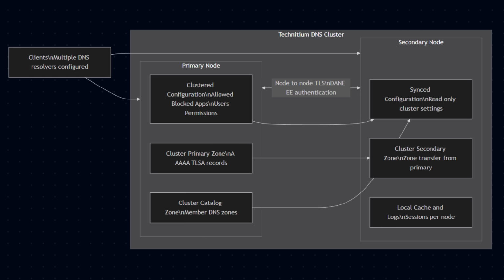Even if the primary node goes offline, secondary nodes continue serving DNS. Clients can simply be configured with multiple DNS server IP addresses, which you may be doing with your Pi-hole servers as we speak today. And then every server behaves identically based on that clustering configuration.